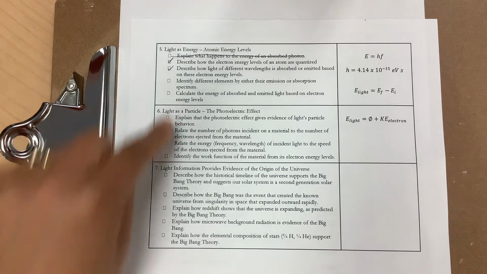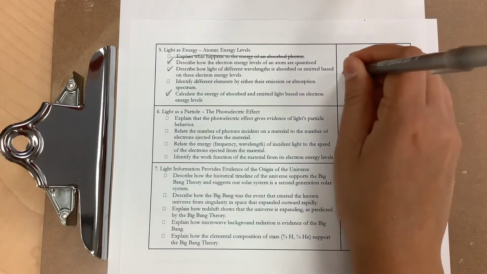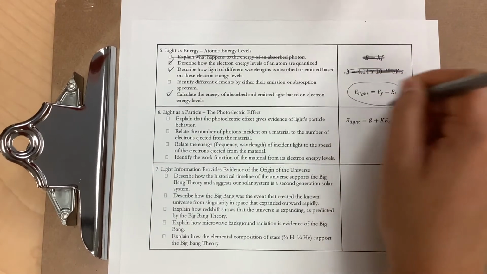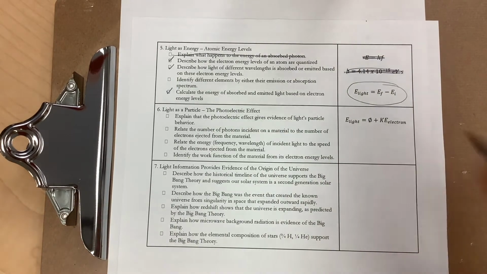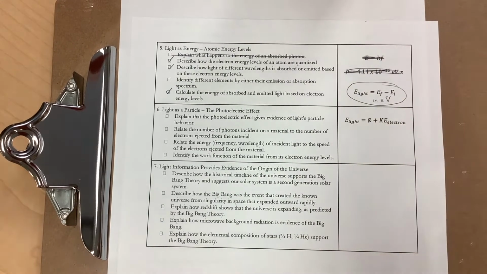We're going to come back to the different elements thing in a second. And we calculated the energy by subtracting. We actually don't need this equation, so cross that out. As long as you can subtract the energy levels in electron volts, you are in good shape, my friends.